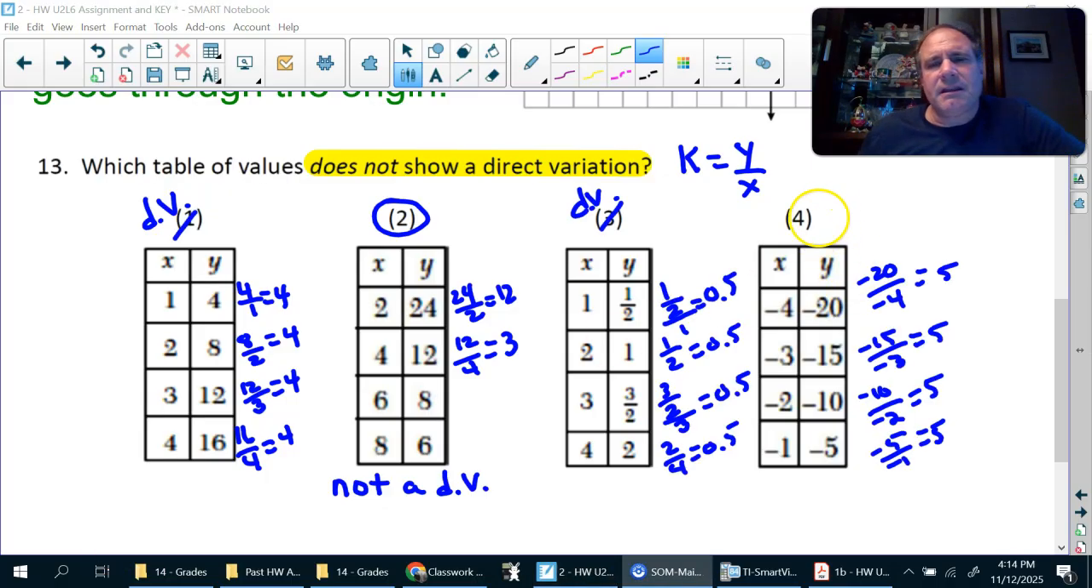So you can see that for all of them, I tested out the y divided by x, got the constant for each one. Obviously, number 2, the constant changed: 12 divided by 4 is 3, 24 divided by 2 is 12. So I knew right away that was not the direct variation.